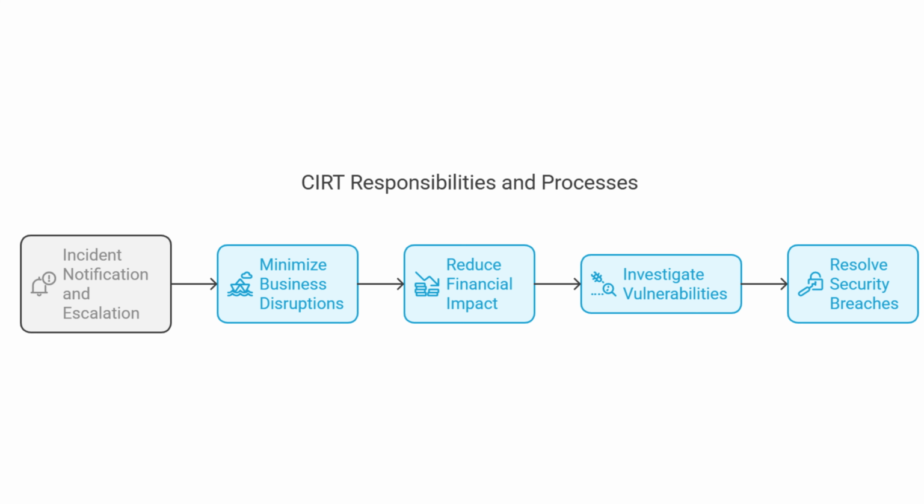After containing an attack, the CIRT's next step is investigation. This involves identifying how the attack happened. Was it a phishing email? A misconfigured firewall? A zero-day exploit? Analyzing network logs to track the attacker's movements. Determining whether data was stolen or compromised. And working with IT teams to fix vulnerabilities so the same attack doesn't happen again. In some cases, this may also involve forensic analysis to collect evidence for legal or regulatory purposes.